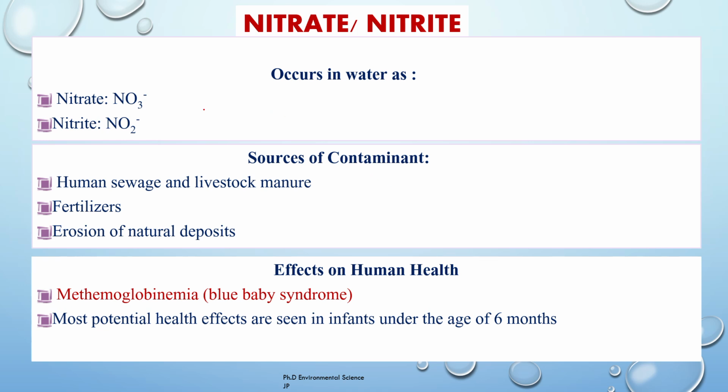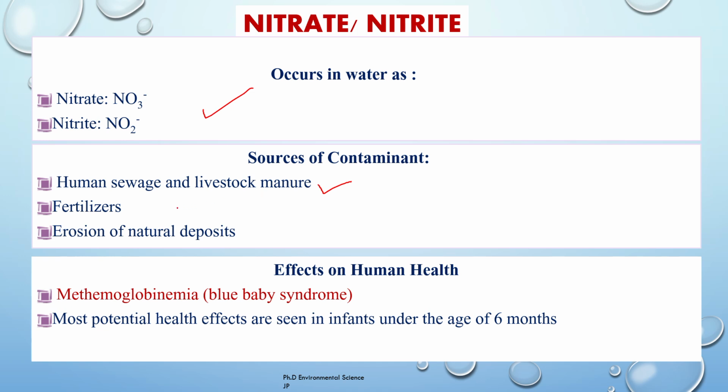Nitrate or nitrite. These compounds commonly occur in water and they can originate from several sources. So sources of contaminants: human sewage and livestock manure. Human sewage and livestock manure contain high levels of nitrogen. When these waste products are not properly managed or treated, they can contaminate water sources with nitrates and nitrites.